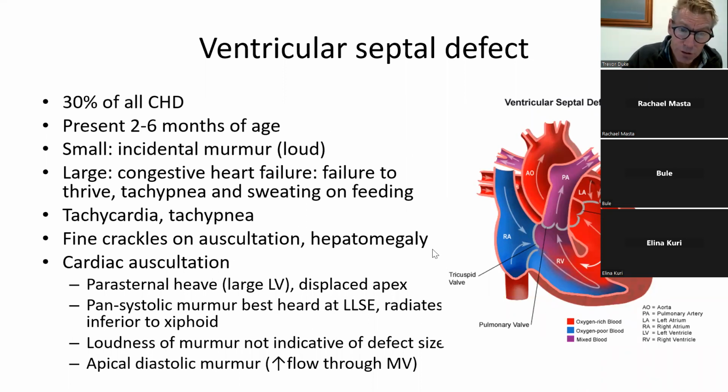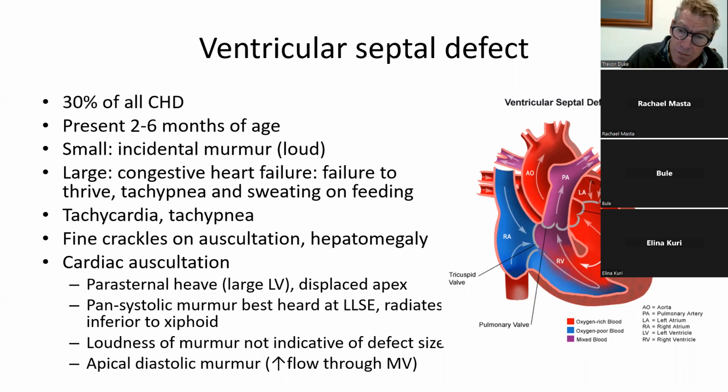We've gone through the clinical features on history and examination, but I hope the clinical features make sense to you. It's because of increased pulmonary congestion from their left to right shunt. They may present with a parasternal heave, or they may have a parasternal heave. Remember I said they have a large left ventricle because the left ventricle's got to pump a lot more blood.